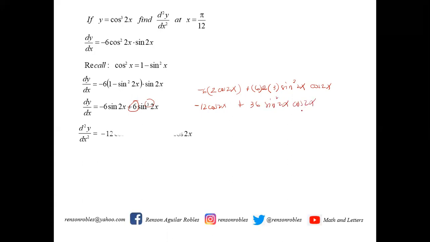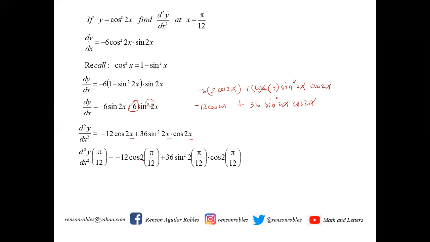And here it goes. Okay? And then to get the definite derivative at x equals pi over 12, you just simply replace x by pi over 12. And it will look like this. That's negative 12 cosine of 2 times pi over 12 plus 36 sine squared 2 times pi over 12 times cosine of 2 times pi over 12. And you know that 2 times pi over 12 is pi over 6.